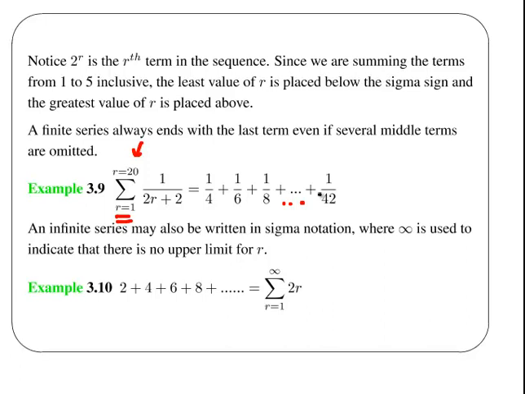Now, an infinite series may also be written in sigma notation, but at the top you will see that the upper limit is infinity. Essentially what you're saying is that there is no upper limit. So just notice here, there's no ending term, there's no last term, so we put the infinity up at the top. That's an important step there as well.